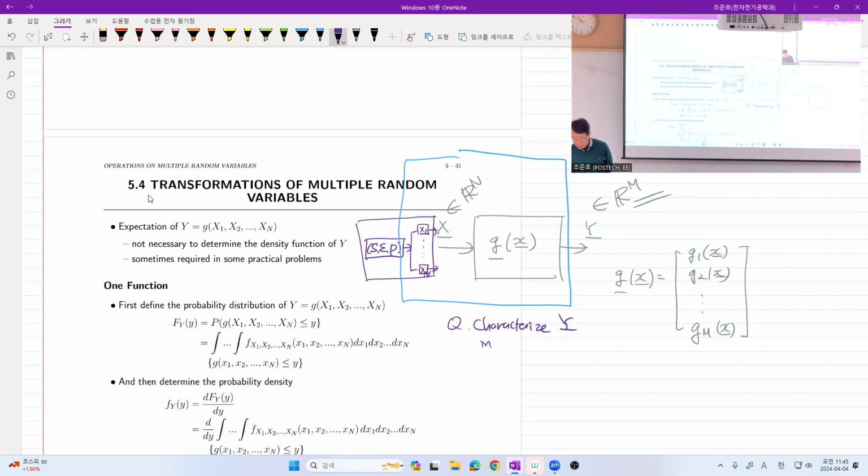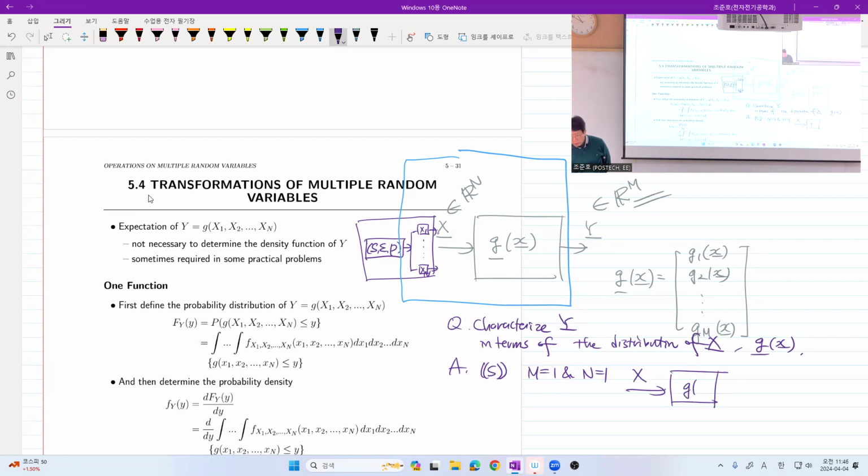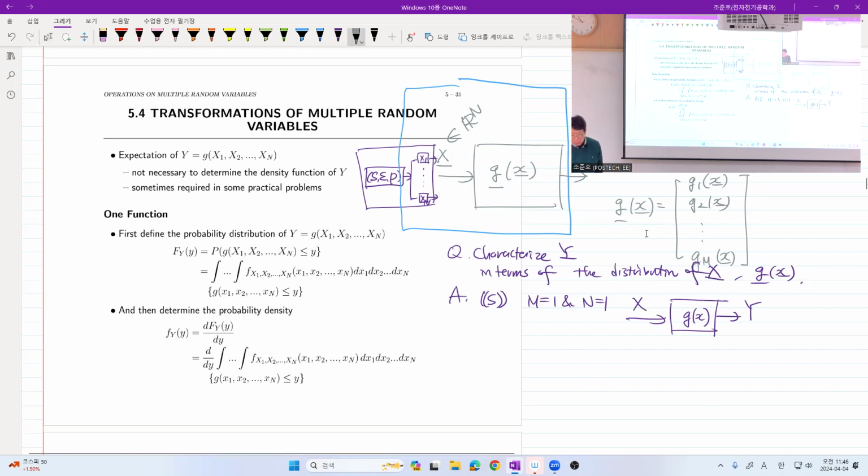Without talking about anything in terms of, of course, the distribution of X, and of course, the mapping rule, G. So how can you do this? And we've seen this already, actually, when m equals 1 and n equals 1. In that case, we had a random variable x and a deterministic function g, and we had a random variable y.